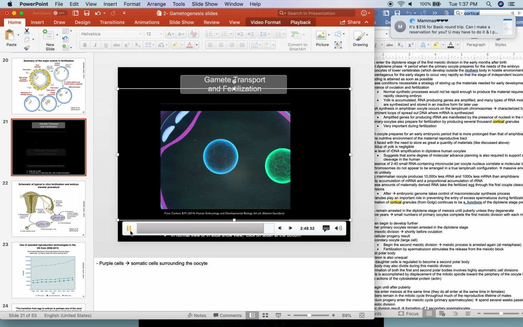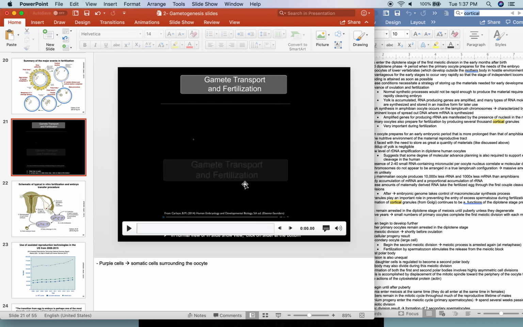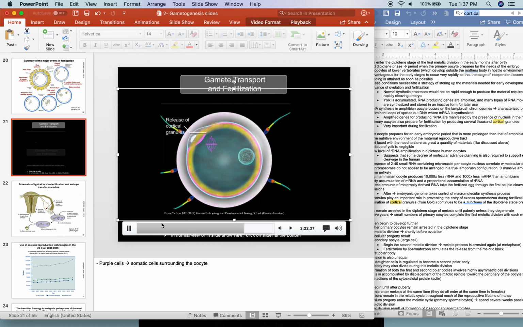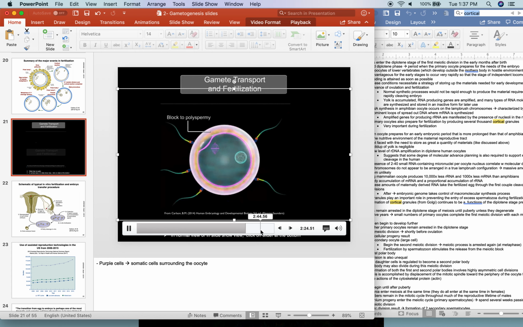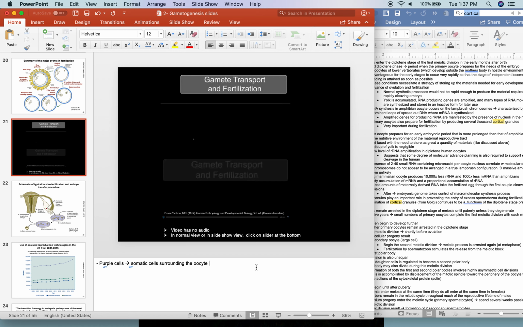Then we get that spindle dissolve, then they fuse and form the first mitotic spindle. So we've gone from a meiotic spindle to a mitotic spindle, and you might be thinking they're the same. There's a real important difference.